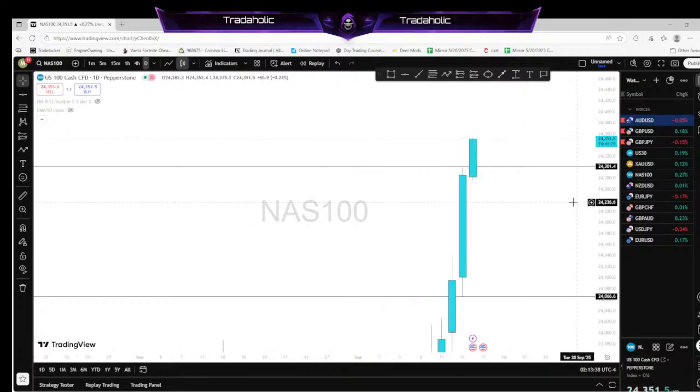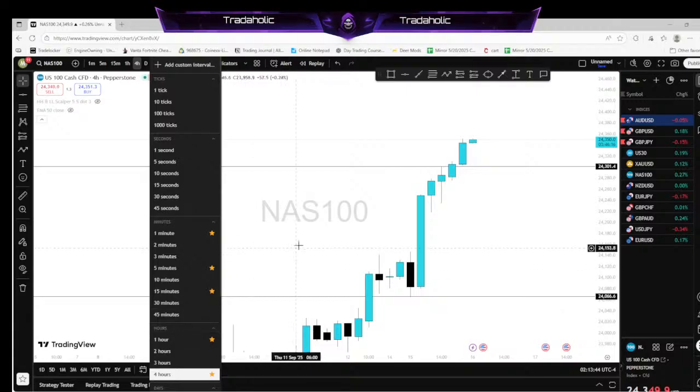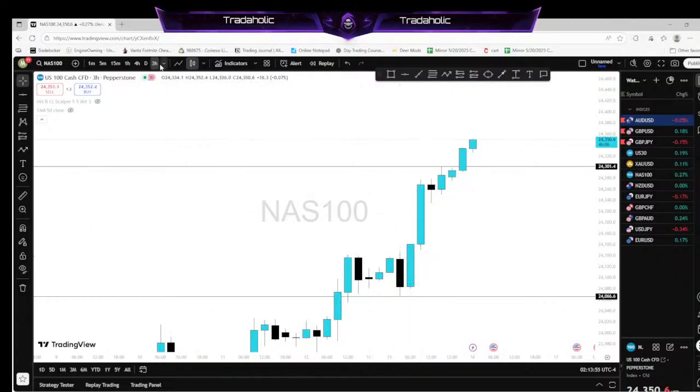The lower the time frame you go, the more detail you see. So let's say I go from the 4-hour to the 2-hour, see the structure here? Let's say I go from the 4-hour to the 3-hour. It looks damn near the same, right? You don't see that much more detail.